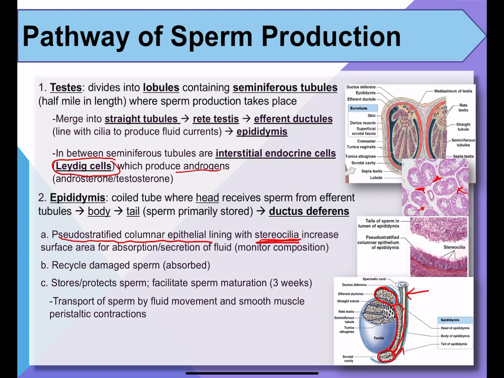So their main job within the epididymis is to monitor the composition of the sperm. Now, they can recycle any damaged sperm by absorbing them back. So if there are any damaged sperm that can't swim or they look different or irregular, okay, they will be reabsorbed back into the body. They can store and facilitate maturation of the sperm for about 3 weeks before they are ready for excretion.